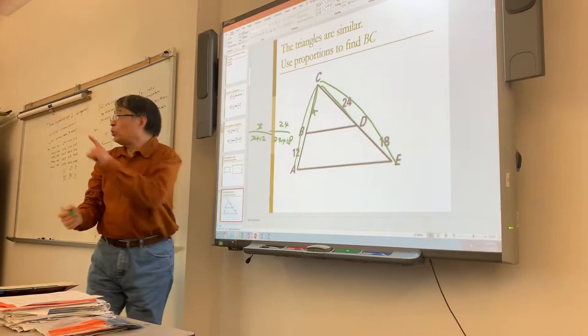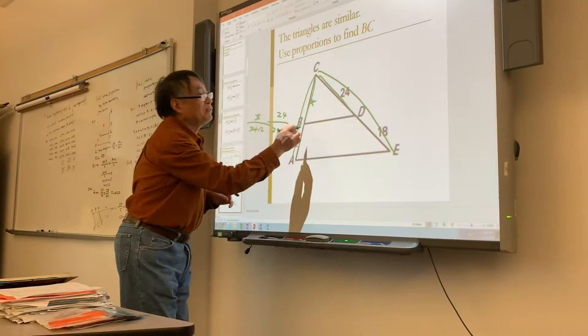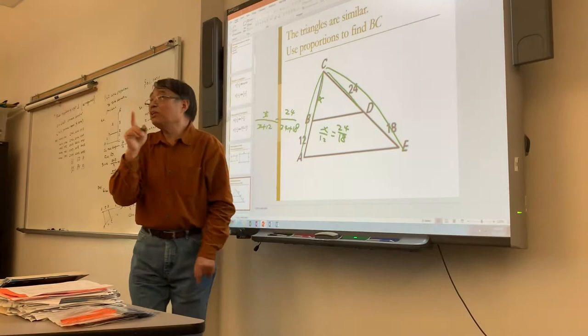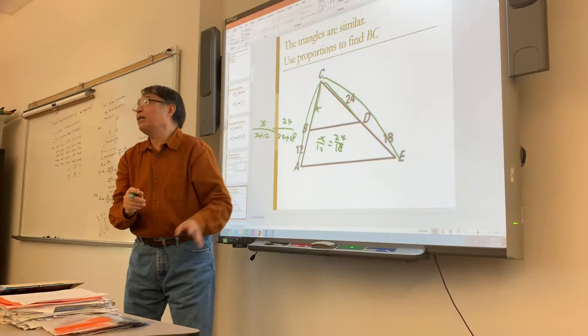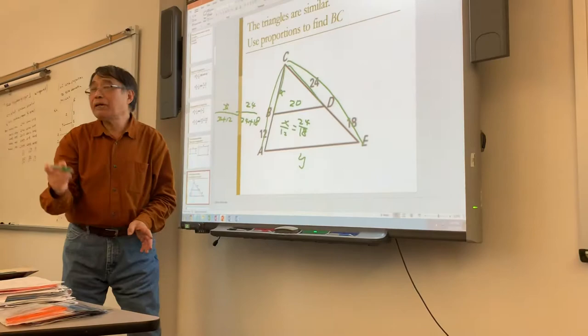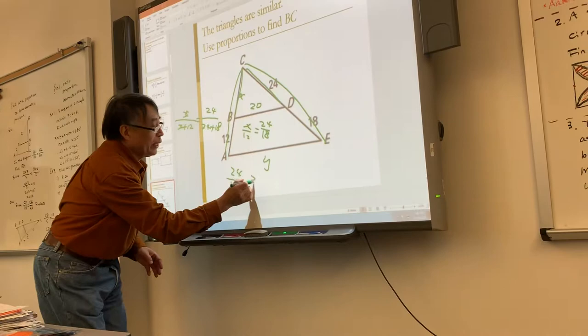But for this question, you can take an easy way to solve. You can solve X over 12 equals 24 over 18. But we have not learned that formula yet. Be careful. This formula should be used very carefully. Why? If this side is Y, this is 20, for instance. Sometimes they use this way: 20 over 18 equals 20 over y. Is that correct? It is not correct.